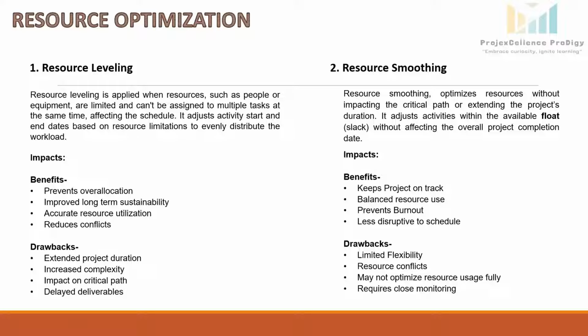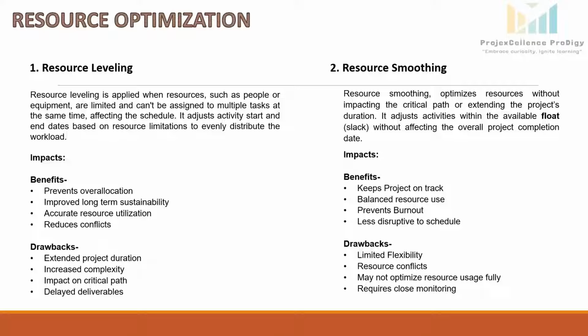Since resource smoothing works within the project's slack or float, it does not alter the project's critical path, making it less disruptive to the overall schedule. Coming to the drawbacks. So what are the drawbacks? Limited flexibility. Resource smoothing can only be applied when there is slack or float in the project schedule. So it limits its usefulness when a project is already tightly scheduled or has little room for adjustment.